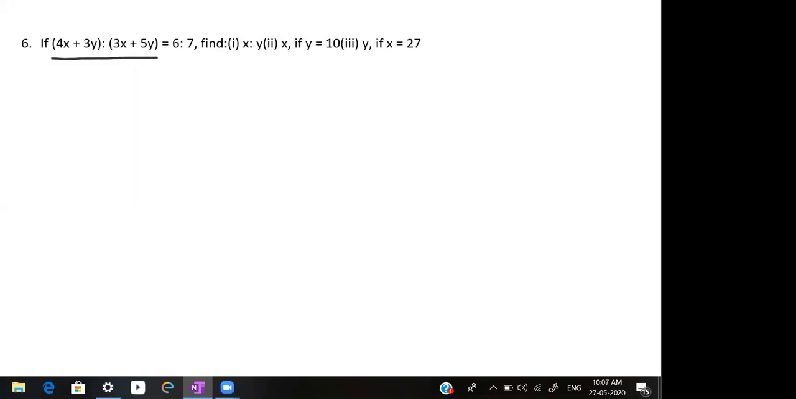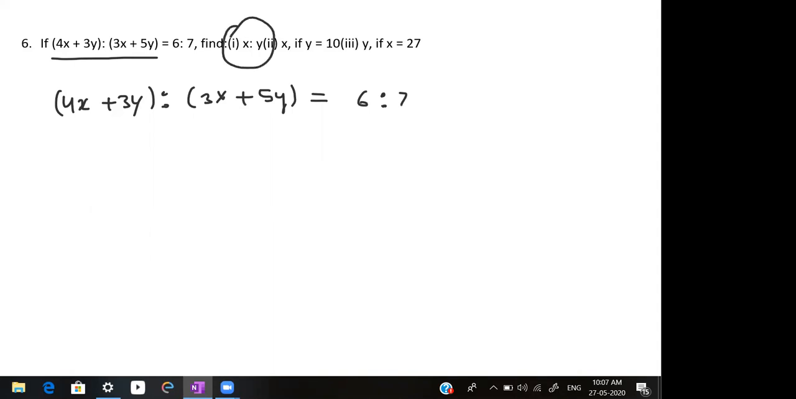Look at this. In left hand side, you are having 4x plus 3y ratio 3x plus 5y, and in right hand side you are having 6 ratio 7. So first of all, write them in fraction form and don't forget what you have to find. You have to find in first part x ratio y. Okay, you have to find x ratio y. So now let us do the first part of this question.